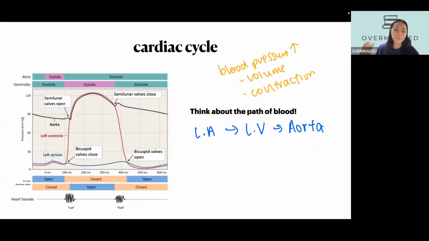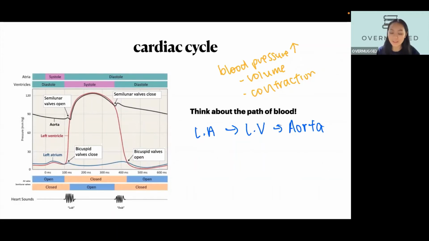Okay, so for MCQ questions, you want to be fast, so you just zoom into the intersection. Anything without an intersection, nothing is happening there. So that is a tip for you for the cardiac cycle. Think about the path of blood, think about the pressure of blood, and you don't have to memorize when it opens or when it closes. Okay, that is for the cardiac cycle.